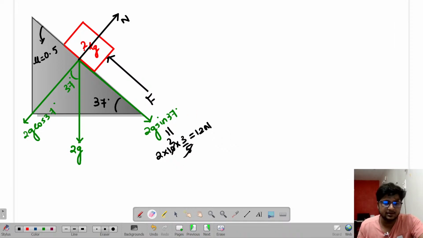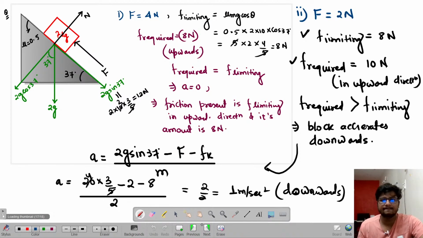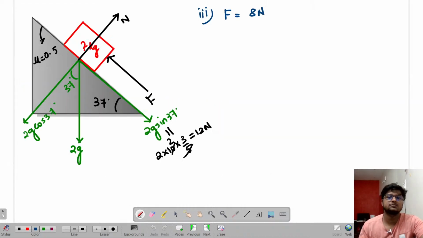Again the same thing. This time, third scenario, my force is exactly equal to 8 Newton. Tell me what will happen. Will it go upward? Think.